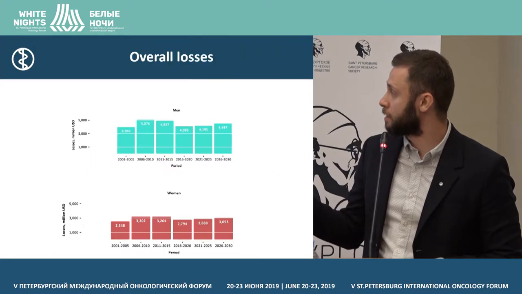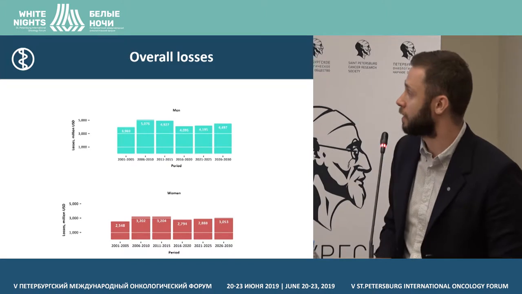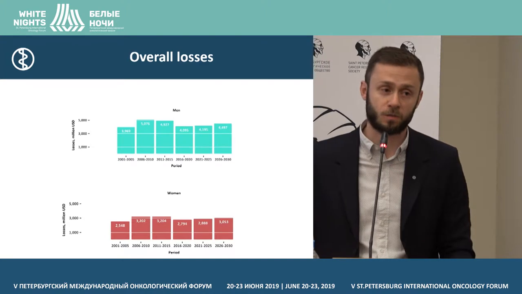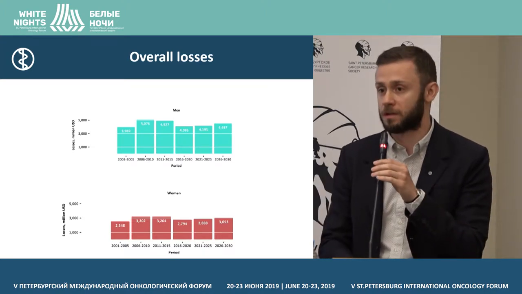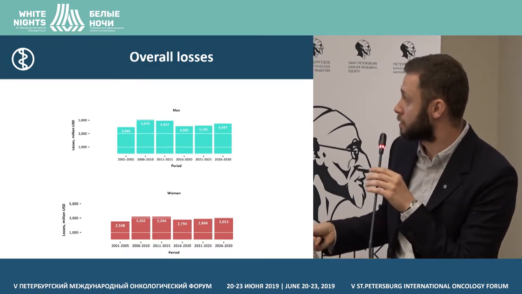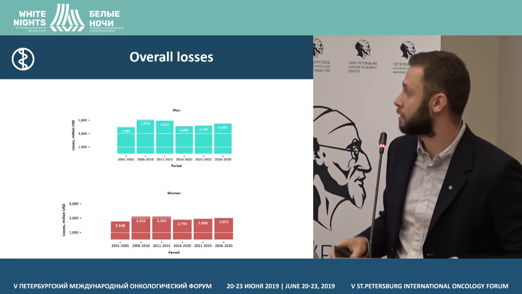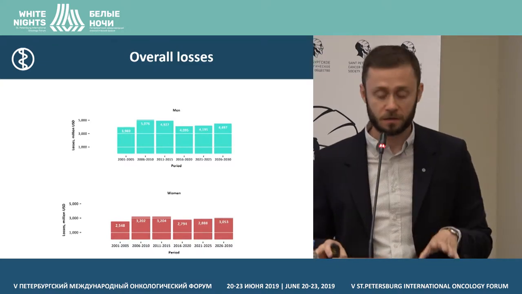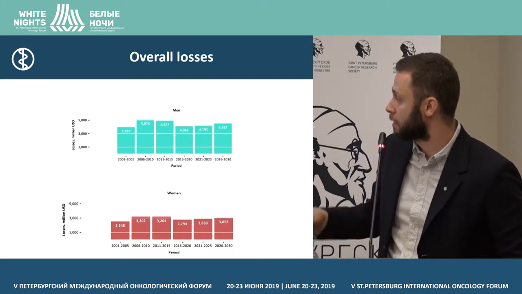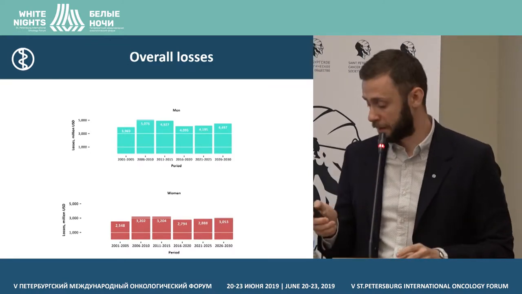So we estimated the total overall losses, and it was quite a huge amount of money. Both for men and women, it was higher for men, of course, because the mortality in men is much higher than in women. But still, in the most recent period, it was about 5 billion, and it's still predicted to be that high in men and about 3 billion in women. So overall, about 8 billion.